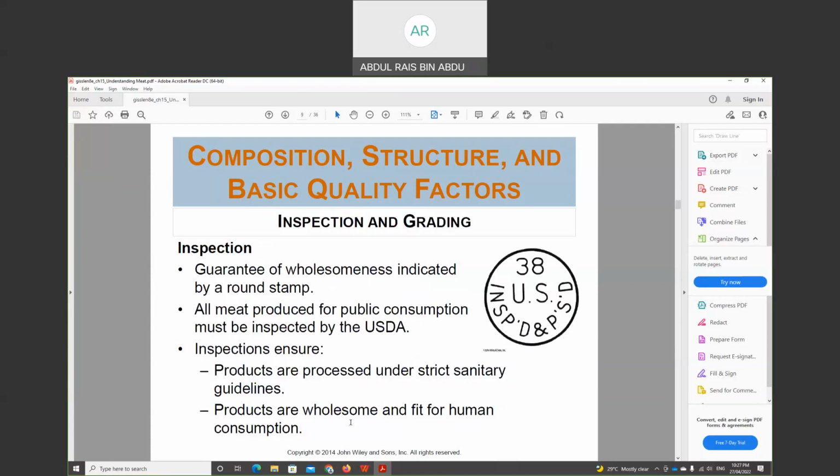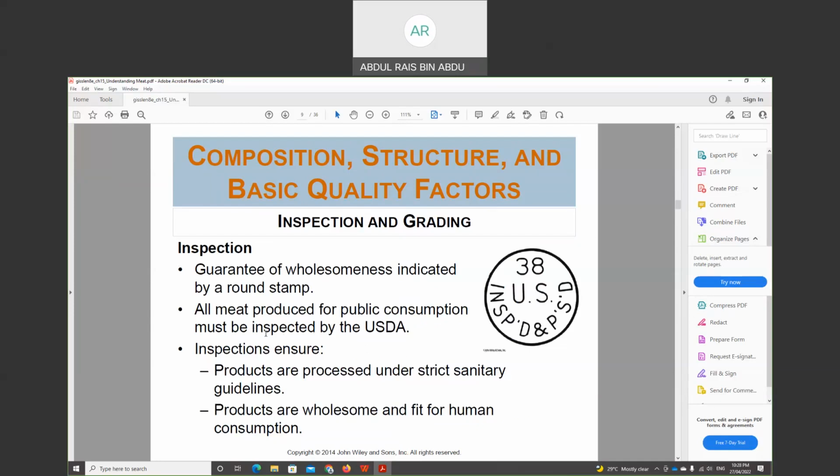Okay. Now, sama juga dengan telur, beef ni, dia ada dia punya own grading system lah. Alright. So kalau Amerika dia guna the USDA rating lah. So dia kata di sini, a guarantee of wholesomeness indicated by a round stamp, as you can see here.